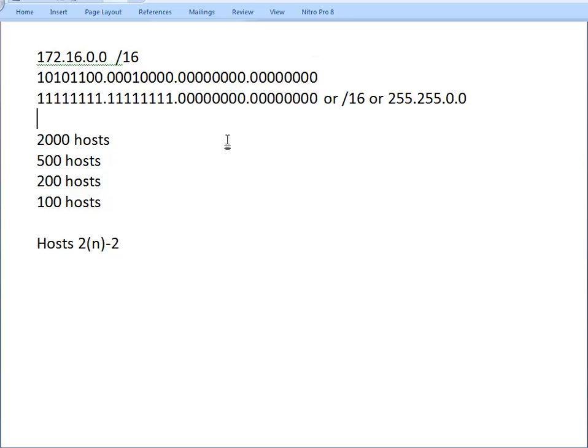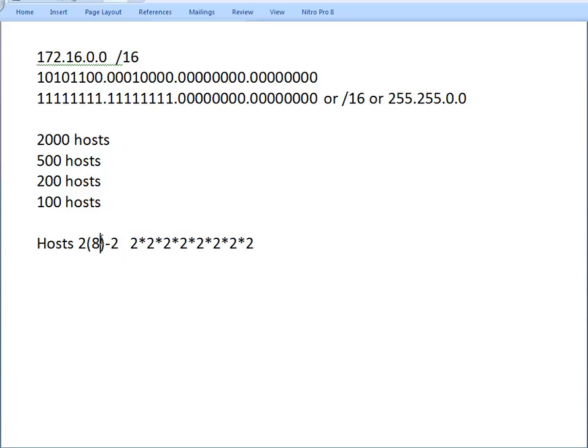So how many zeros do you think we need for 2000 hosts? Well, let's try 8 zeros. Let's see what happens. 2 times 2, 8 times: 4, 8, 16, 32, 64, 128, 256. Not enough. So how about 10 zeros?